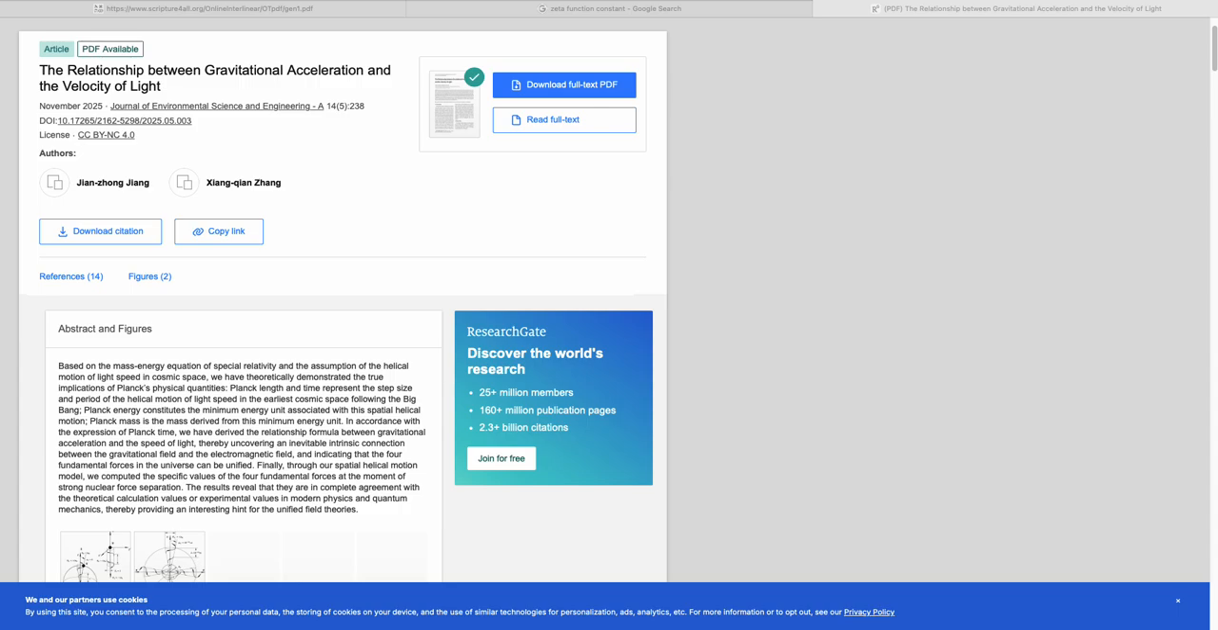All right, the relationship between gravitational acceleration and the velocity of light is what we're going to talk about today, or touch on. This is an article that I just came across on social media on my feed. It's from these two individuals here, our cousins in China, and it's coming from the Journal of Environmental Science and Engineering.